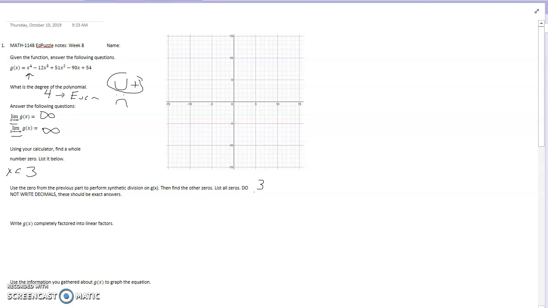So let's do synthetic division. 3 goes in the box. Remember, if it's in a factored form of x minus 3, you would flip it. But since we just have the 0 already of 3, that's the number that goes in the box.